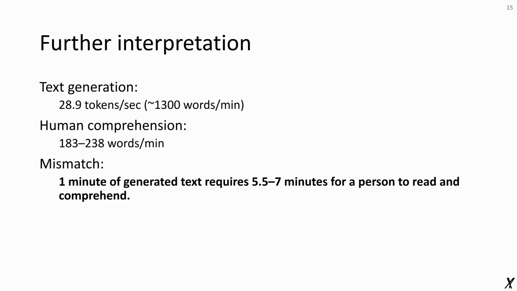For comparison, the average adult reads silently at around 238 words per minute, while the average oral reading speed is approximately 183 WPM. This means that for every minute of generated content, it would take an average person about 5.5 to 7 minutes to read or comprehend. This demonstrates that 28.9 tokens per second is more than sufficient for typical usage.